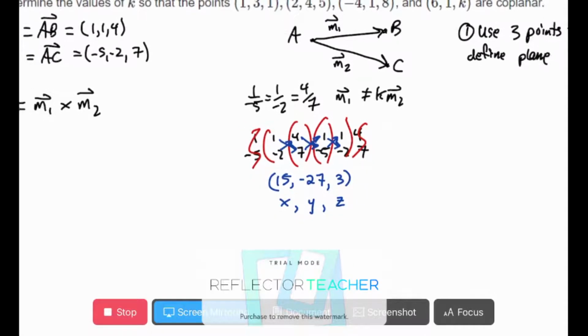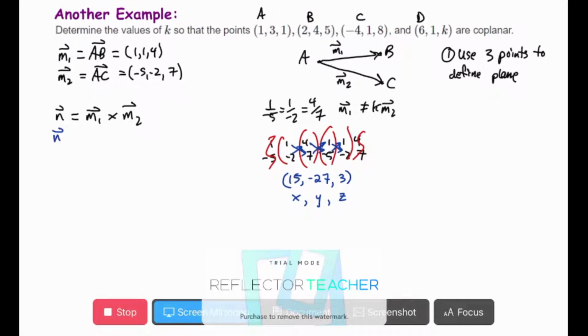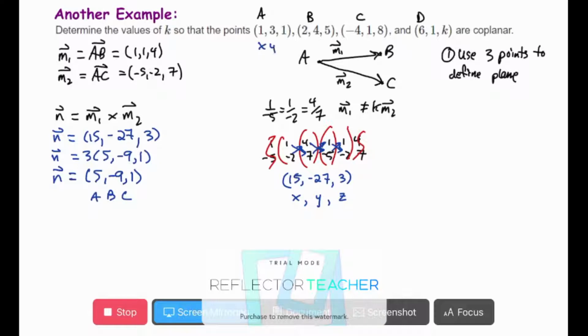And so our n value over here is equal to 15, negative 27, and 3. And we notice right away that there is a common factor we can factor out. So I'm going to factor out my 3. So 5, negative 9, and 1. And remember, scalar multiples of the direction vector point in the same direction. They're collinear. So I can just use this piece instead. So I'm going to define my vector n now as 5, negative 9, and 1. Remember, that gives me my a, b, and c value for my point. And I have an x, y, and z value. I'm going to use point A.